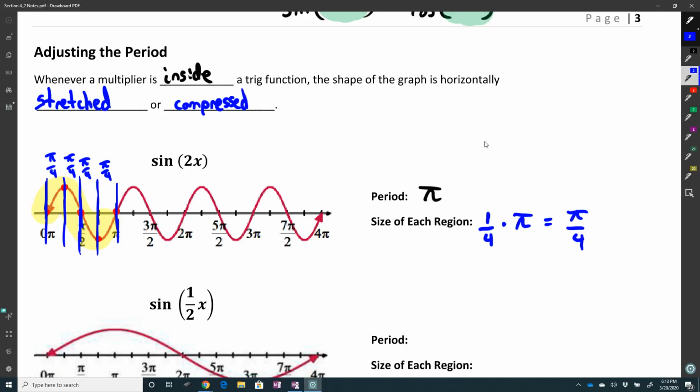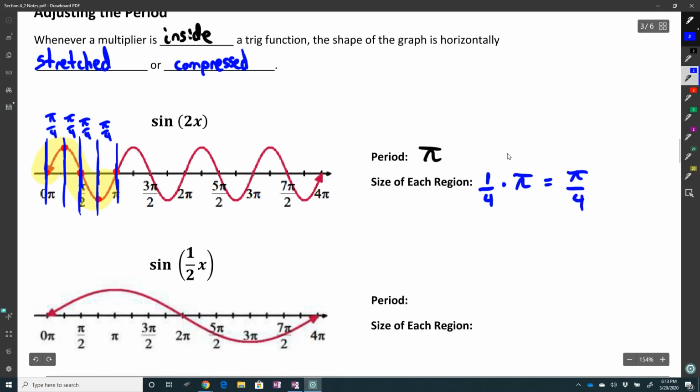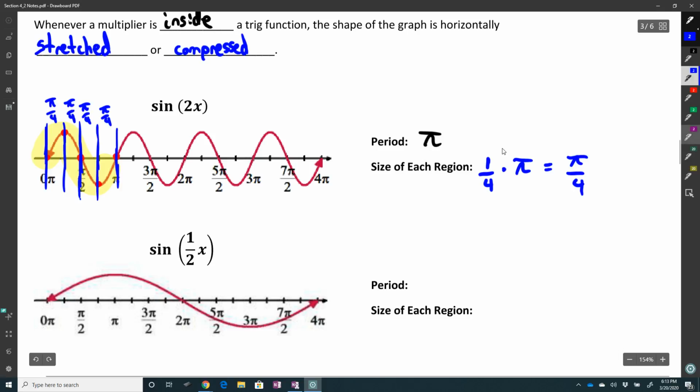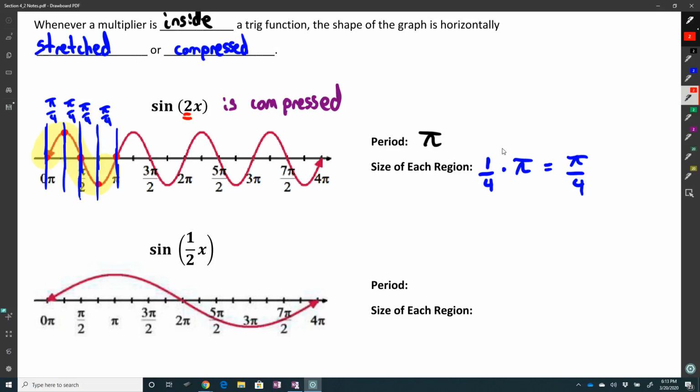Now for sine of 1/2 x, and notice that this graph we would say that this is compressed. Which may seem odd because the number in front is a multiplier. So the inside, it kind of works the opposite of what you would think. It's a 2, and so you think that the 2 would make it bigger, but it actually compresses the function. Now we have a 1/2, and you're going to see that this is stretched.